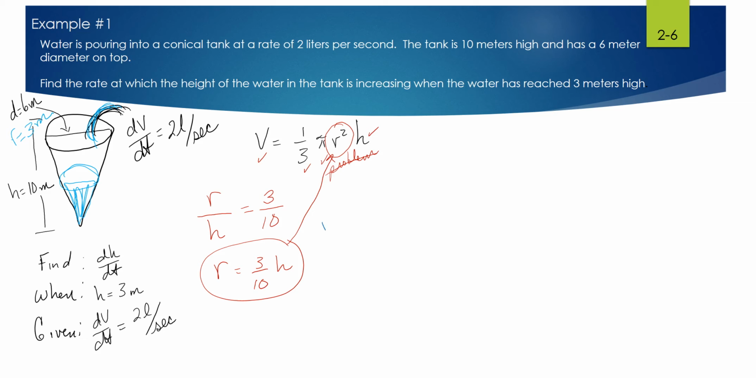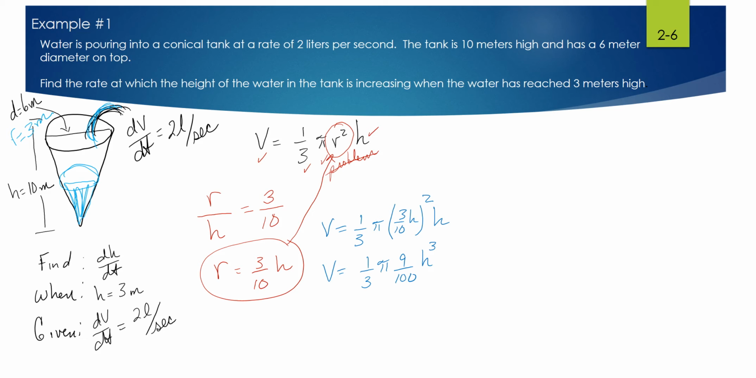So, rewriting the equation, V equals 1/3 pi times 3 tenths h squared, because r was squared, times h. Simplifying a little bit, 3 tenths squared is 9 over 100. H squared times h is h cubed. Now I'm ready to derive.